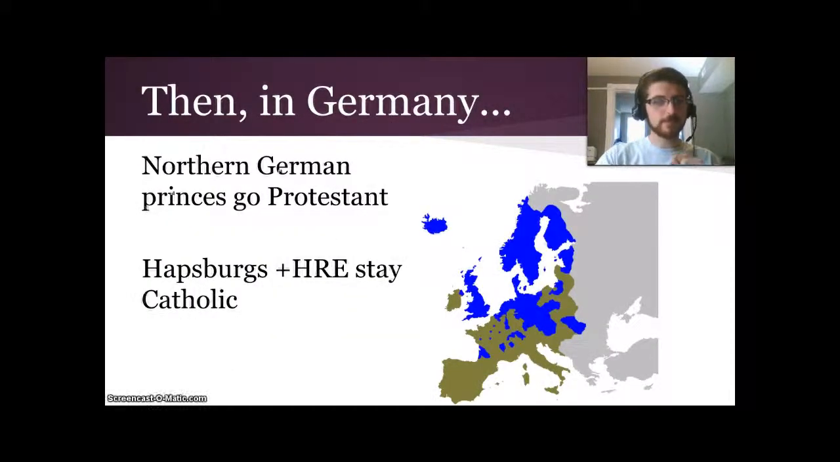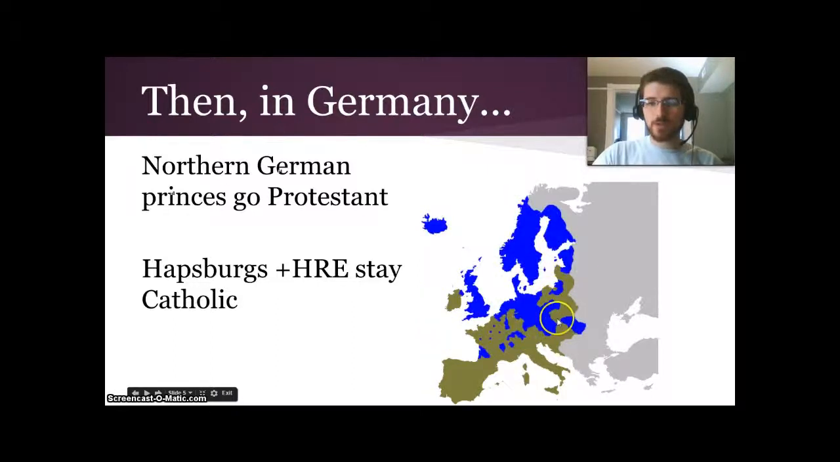But then something happens. The northern German princes go Protestant, and they start supporting the Protestant cause with their armies and their little countries. So the Habsburgs and the Holy Roman Empire stay Catholic. So it's northern Germans versus the southern Germans, basically. And the Habsburgs were a family that controlled the Holy Roman Empire and actually huge chunks of Europe.